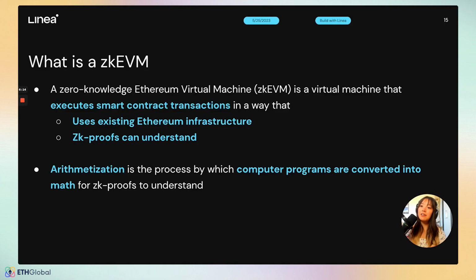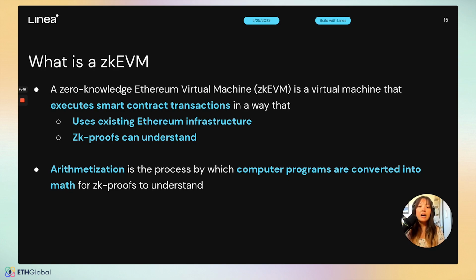So yeah, now that we've gotten to that point, let's actually talk about ZK EVMs now. So what is a ZK EVM? A ZK EVM is a zero-knowledge Ethereum virtual machine, which basically executes smart contract transactions in a way that uses existing Ethereum infrastructure and also in a way that ZK proofs can understand, right? So essentially the way the prover works is we need to submit computer programs and translate that into math, right? So that it then puts out a proof that says true or false, right?